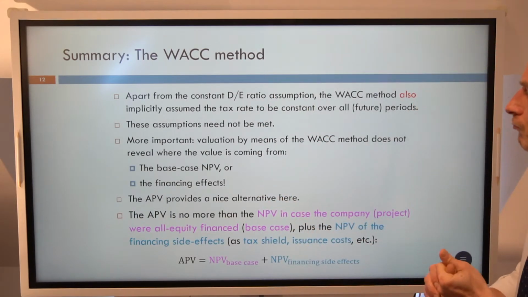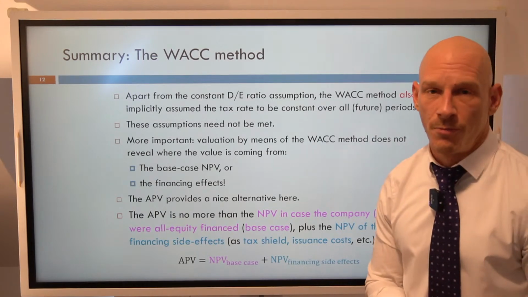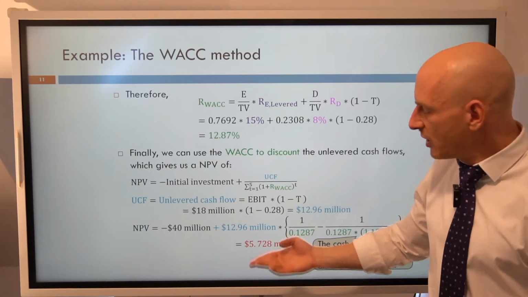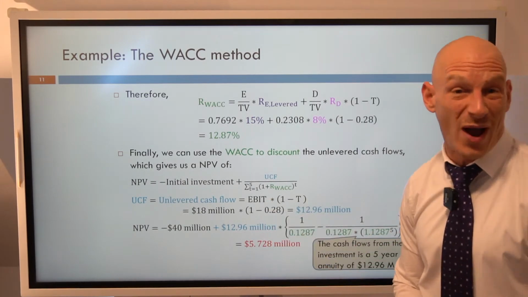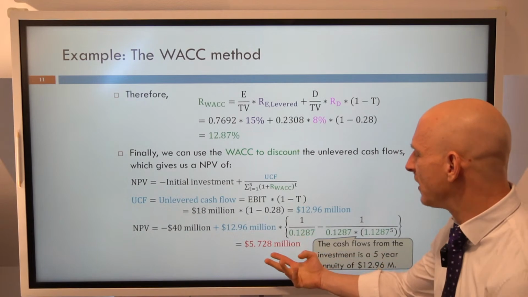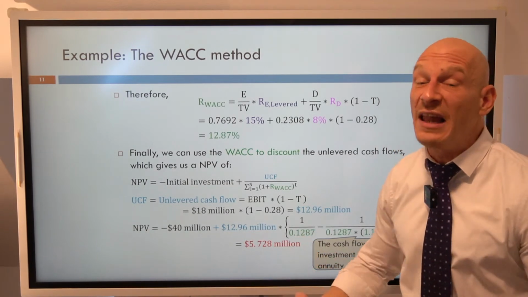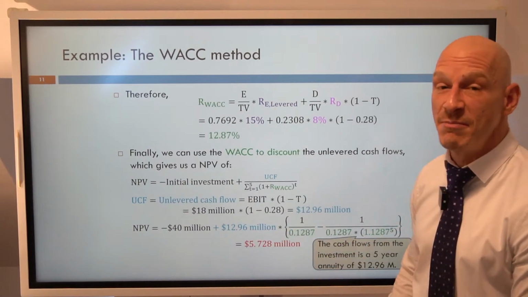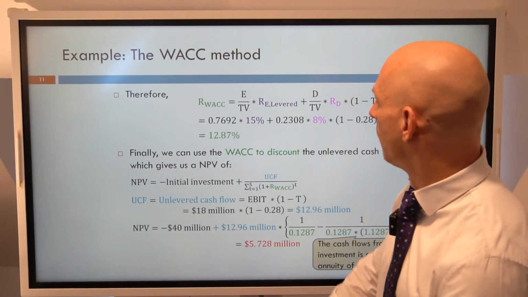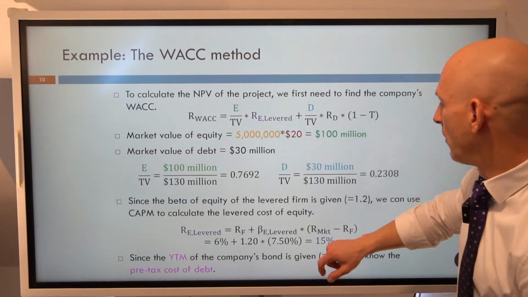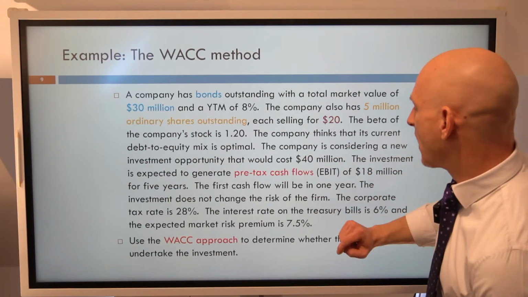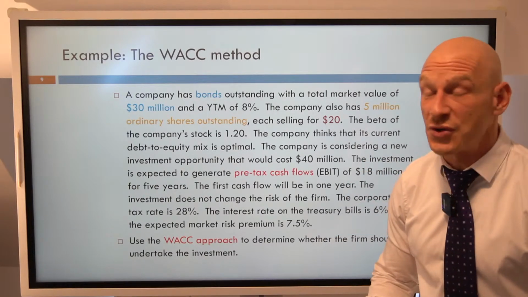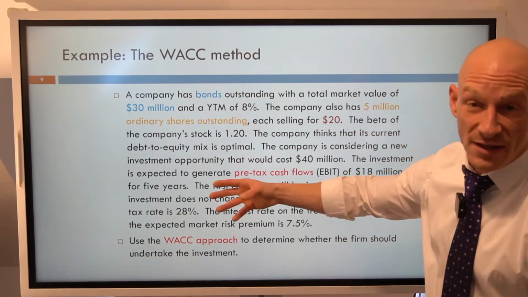Okay, there's one problem now. When we look at this, we end up with a conclusion, yes, we should do the project. Why would we? Because engaging in this project will add value to our company. How much? $5.728 million, assuming that these forecasts are correct, that it really will yield pre-tax cash flows of 18 million and all the other assumptions.